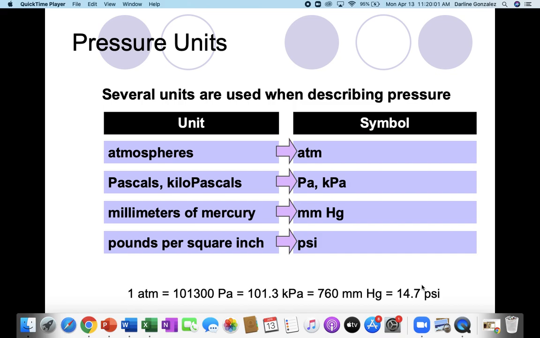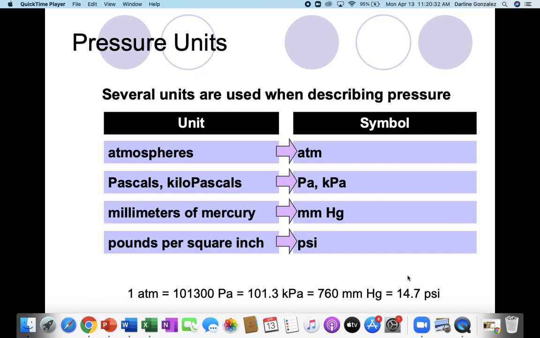So first, we're going to go specifically over pressure. Pressure units are the following: atmospheres. You will see the abbreviation for atmospheres is ATM. The units pascals or kilopascals, you will see Pa for pascals and kPa for kilopascals. Millimeters of mercury is another pressure unit we're going to see, abbreviated with the symbol mmHg, and then pounds per square inch, which is PSI.